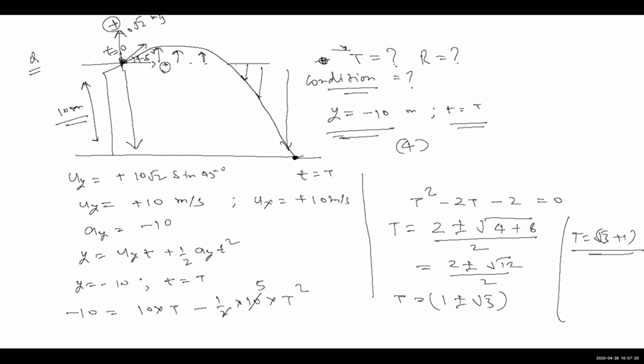Sir, R is 10 into root 3 plus 1. Yeah, what's the condition for R? X is equal to R, t is equal to T naught. Yeah, capital T. So R is 10 into root 3 plus 1. Yes, yes.